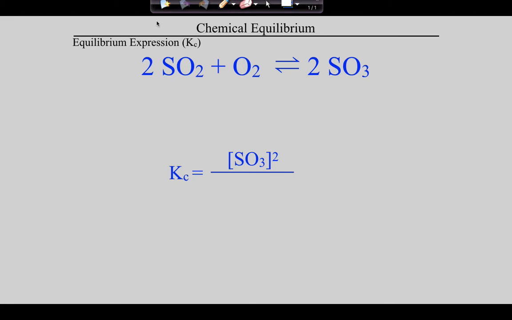You okay? So guys, with that said, we've now got this other rule that we need to apply in the denominator. Because we know that these are going to be in the denominator. The 2 is going to become a squared. But what are we going to do with the addition? Multiplication. So guys, this is the Kc expression for this reaction.